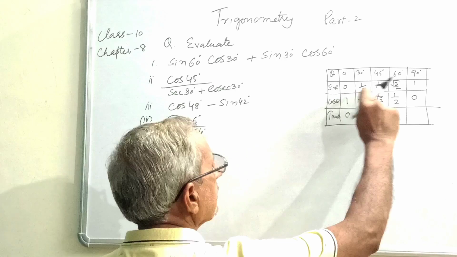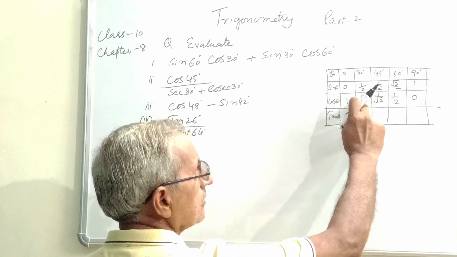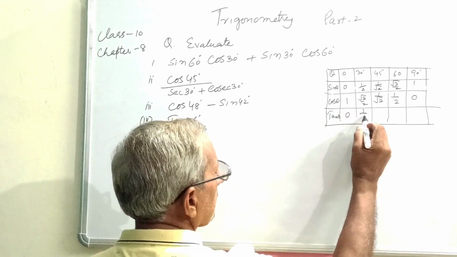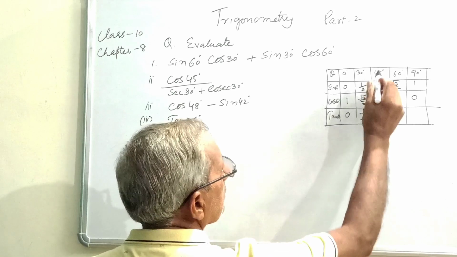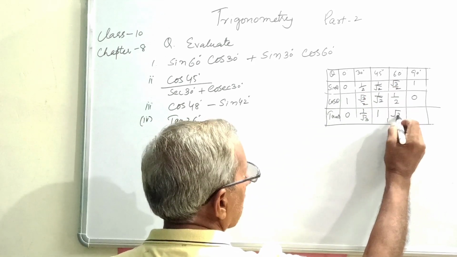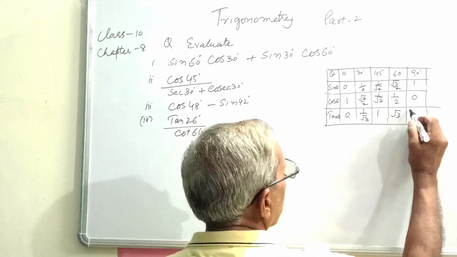Again for 30, when you divide 1 by 2 by under root 3 by 2, that will be 1 upon under root 3. And for 45 it will be 1, for 60 it will be under root 3. And tangent 90 degree is not defined.